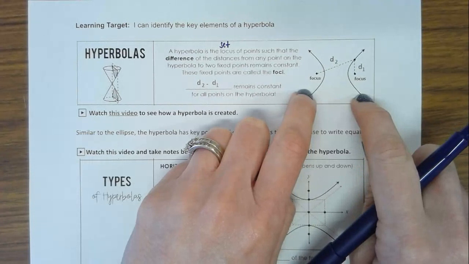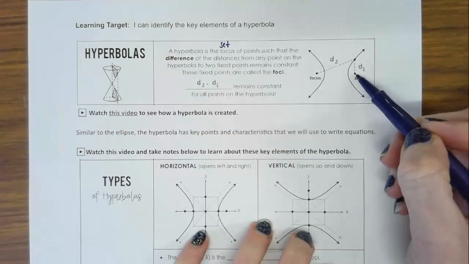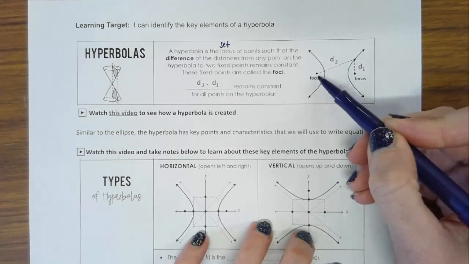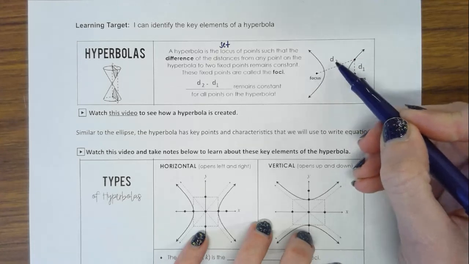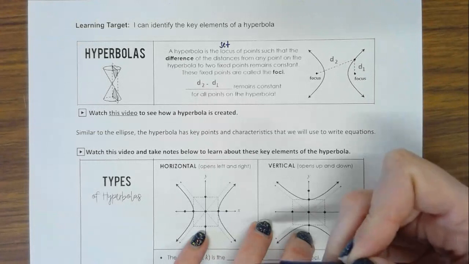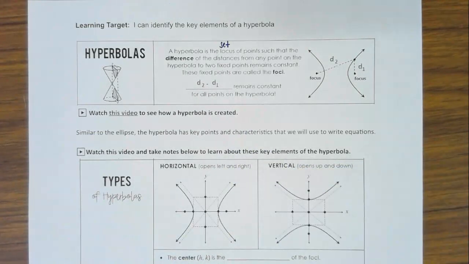or the foci. If we choose the distance from one of those focus points to a point on our hyperbola, and then go from that point to the other focus point, the two distances subtracted remains constant. Unlike the ellipse where the sum remains constant, here if you subtract those two values, it's always going to remain constant for all the points on the hyperbola.